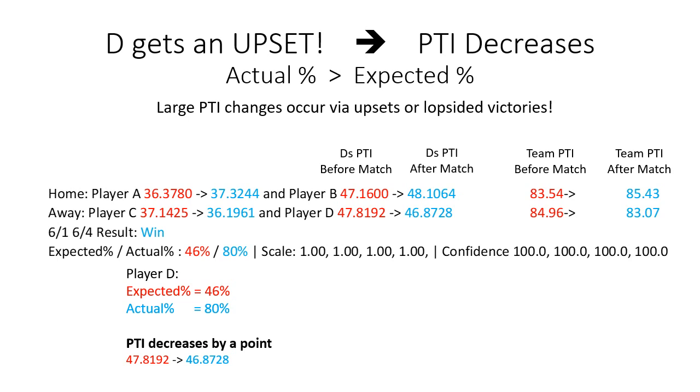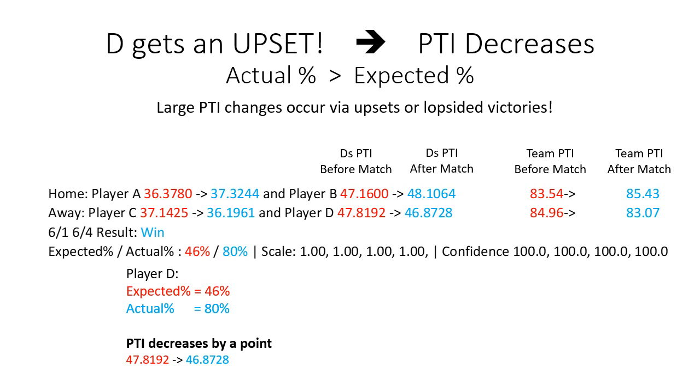Anytime there is an upset or lopsided victory, large changes in PTIs can occur, sometimes as much as 2 or more points. This data is from player D's perspective. The home team's combined PTI is 83.54 and their opponent's is 84.96. This is a very even match, with the away team's expectations at 46%, almost half.